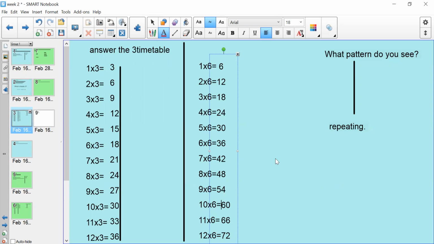Okay, so now what I'd like you to do is very similar to when we did the patterns of the 2 and the 4 times table and the 4 and the 8 times table. Can you spot a pattern between the 3 times table and the 6 times table? So if you need to pause the video to have a think and to have a look at the pattern, do so now. But can you spot a pattern in the 3 and 6 times table?